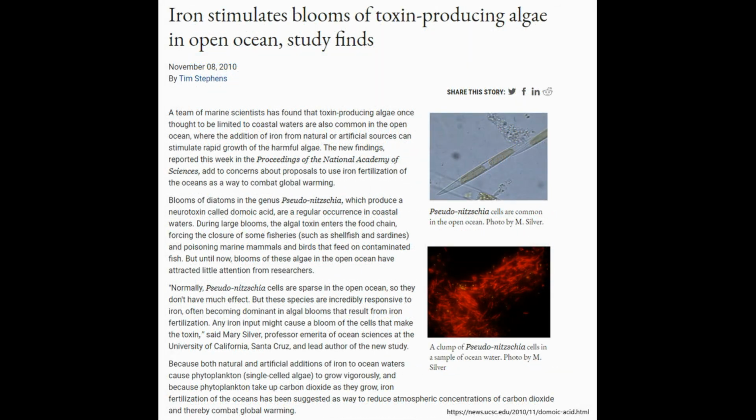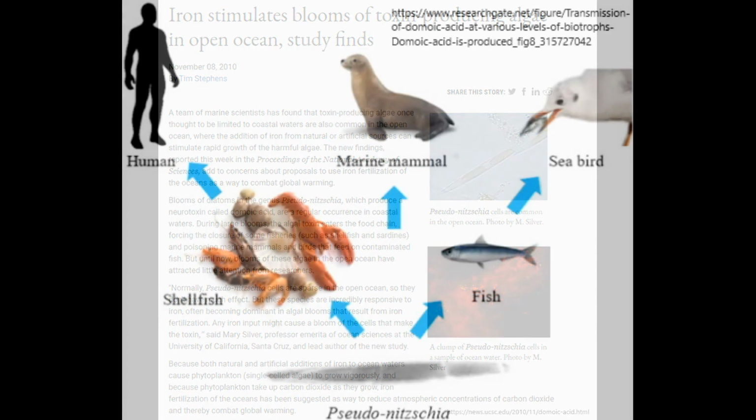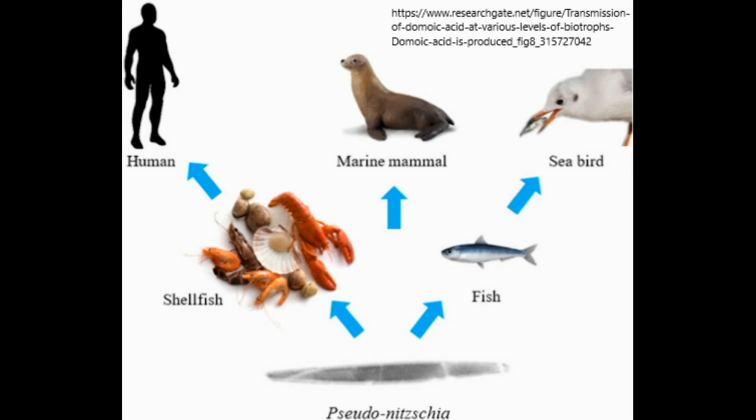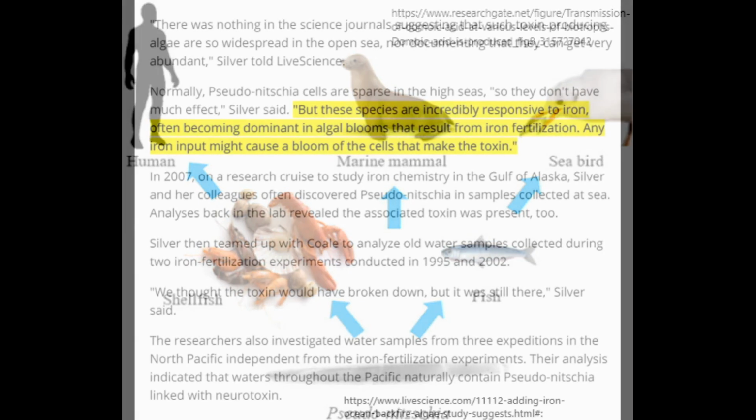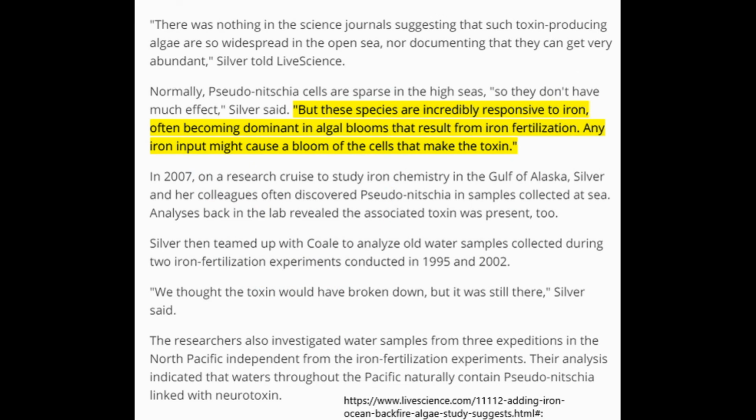This becomes a problem because the Pseudo-nitzschia diatom species in particular can produce toxic domoic acid, and this is a very harmful poison that can infect an entire food chain. Domoic acid poisoning in humans causes seizures, amnesia, and paralysis. Now, these buggers, the Pseudo-nitzschia diatoms, are less abundant in open oceans, but they are extremely responsive to iron.